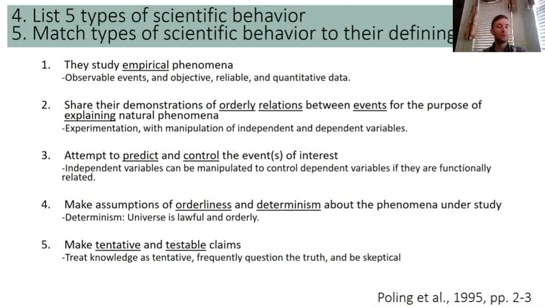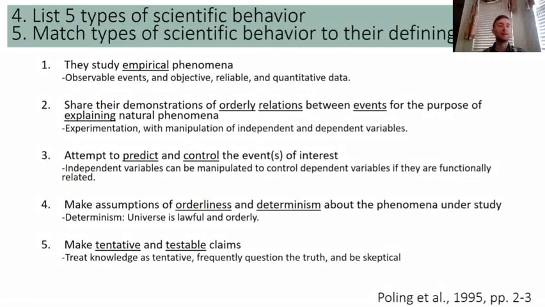Number 5 here is make tentative and testable claims. So this involves treating knowledge as tentative and frequently questioning the truth and being skeptical. Okay, so that's known as applying philosophic doubt.